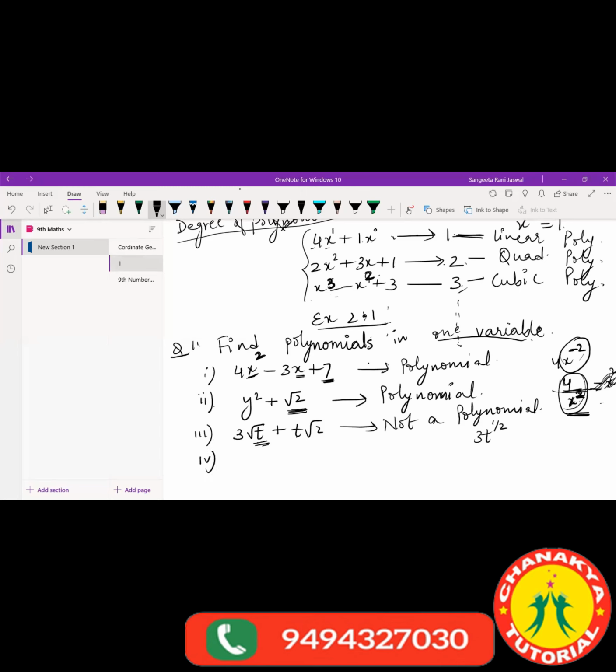We will do more examples. It will be clear to you. जैसे जैसे हम आगे बढ़ेंगे इस चैप्टर में, it will be clear to you.